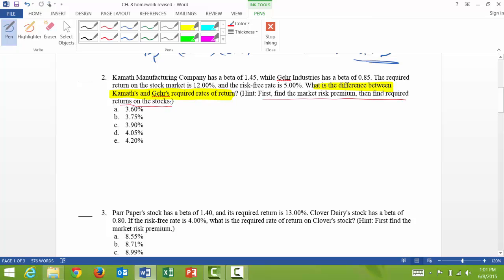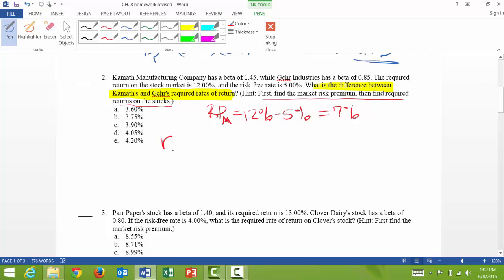So the required return on the stock market is 12% and the risk-free rate is 5%. If I wanted to do this their way, to find the market risk premium, it's this capital RP with M at the bottom. It's just 12% minus 5%, and this is all part of the CAPM equation. So that would just be 7%.